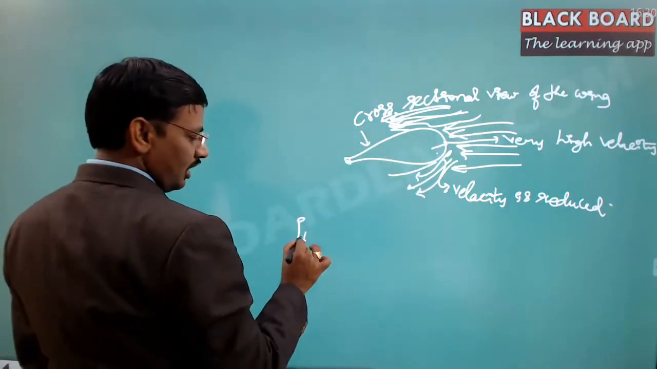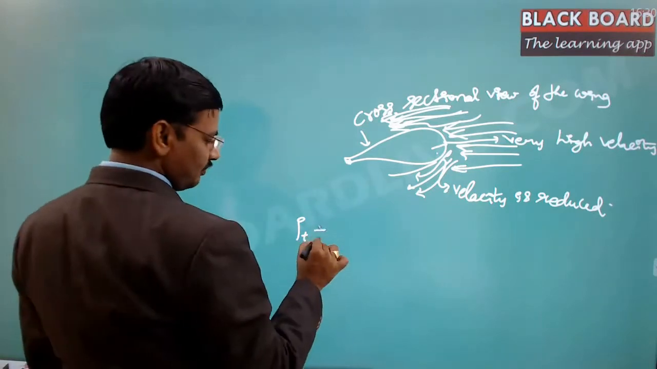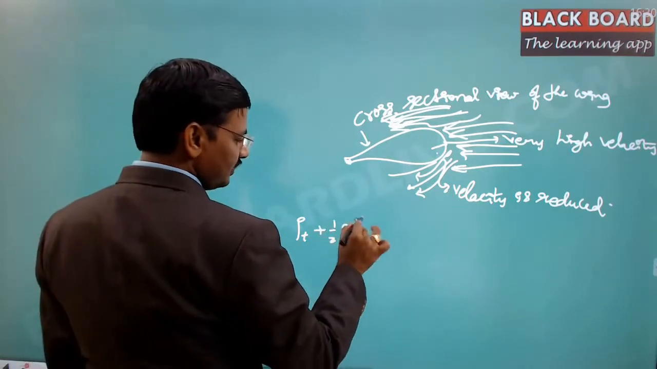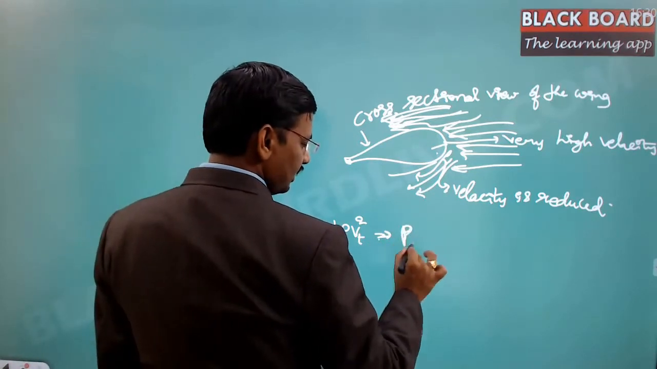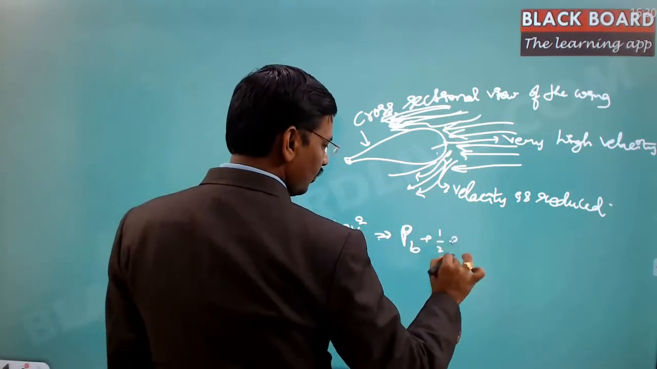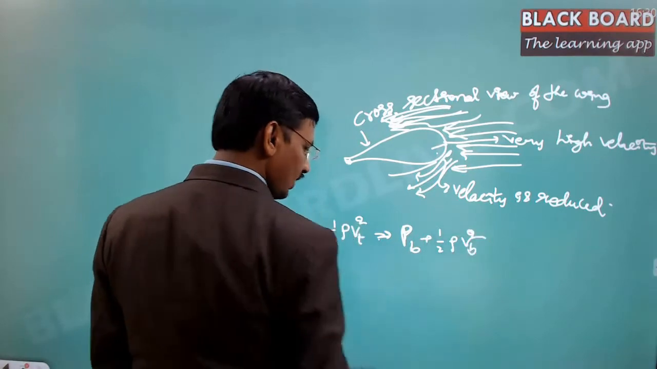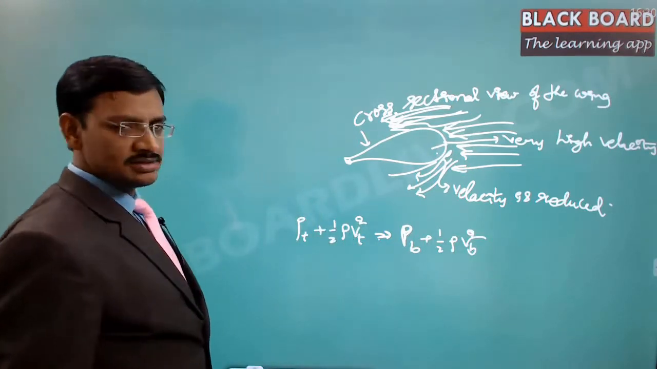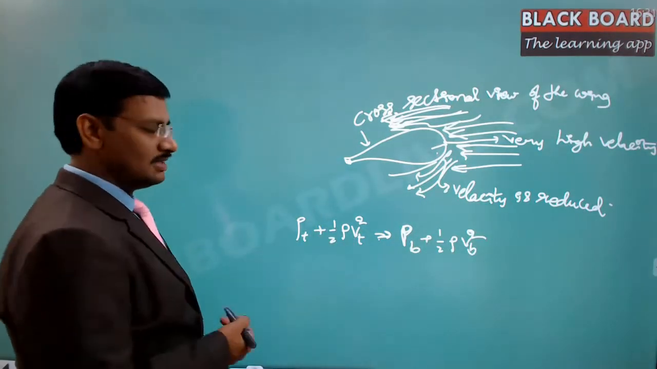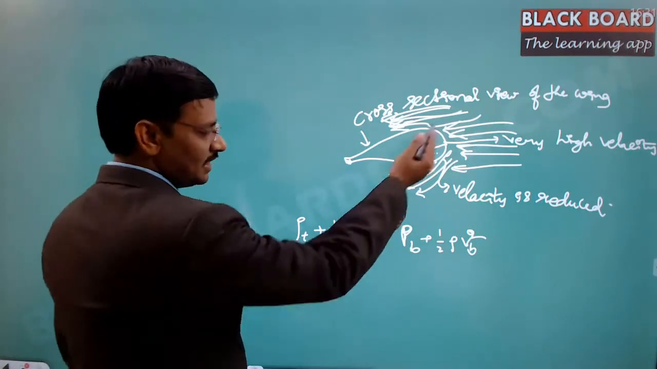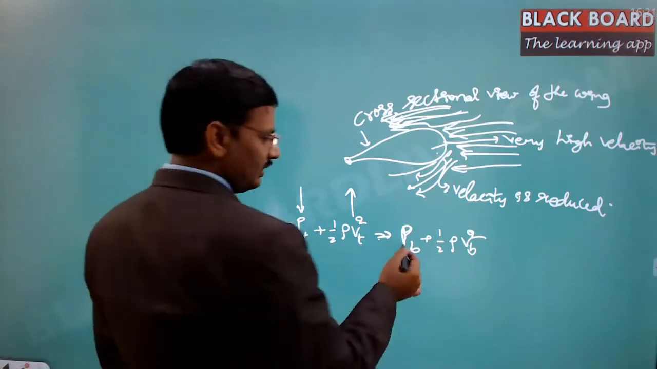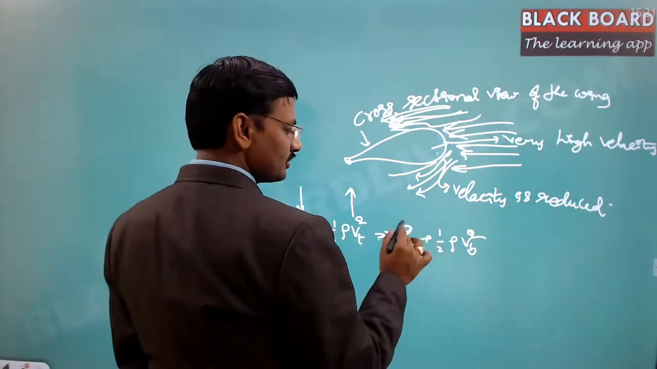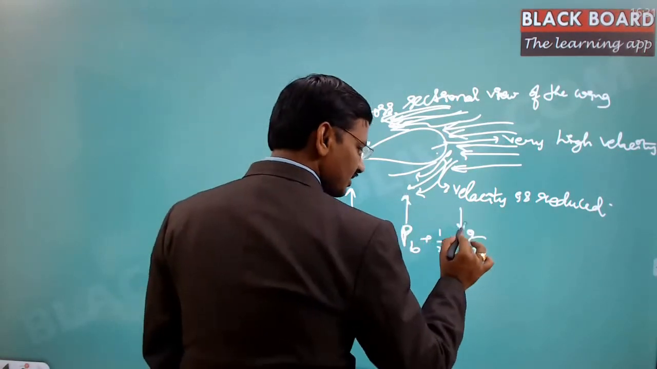Again, if you apply Bernoulli's principle, the top pressure plus half rho V squared at the top is equal to the pressure at the bottom plus half rho into the bottom velocity squared. Now these two are one and the same. So obviously, if the velocity at the top is more, the pressure is going to be less. And the pressure at the bottom will be more as the velocity is less.